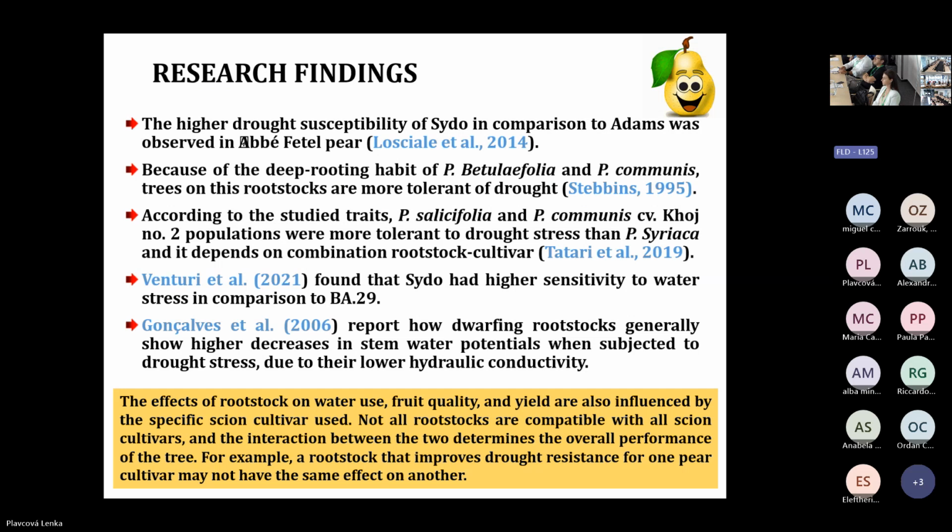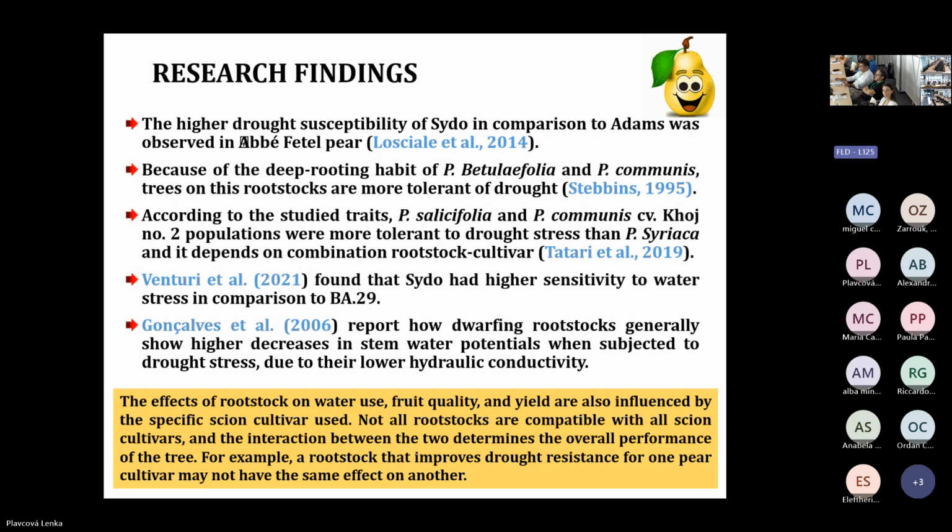There are also findings that CIDO rootstock had higher sensitivity to water stress in comparison to BA29. And also there are reports that hard dwarfing rootstocks generally show higher decreases in stem water potentials when subjected to drought stress due to their lower hydraulic conductivity.